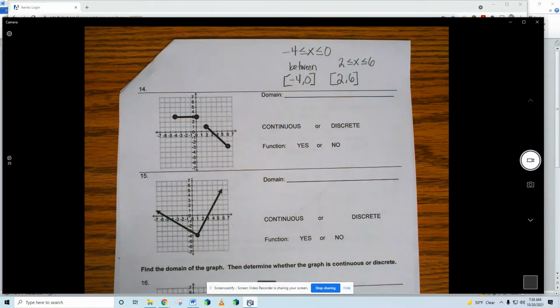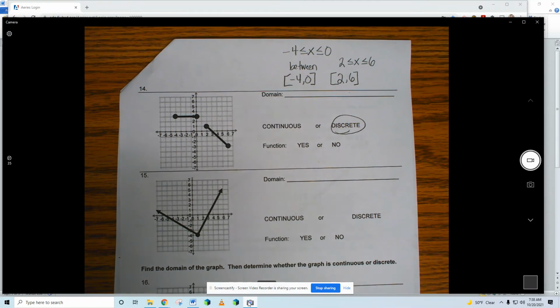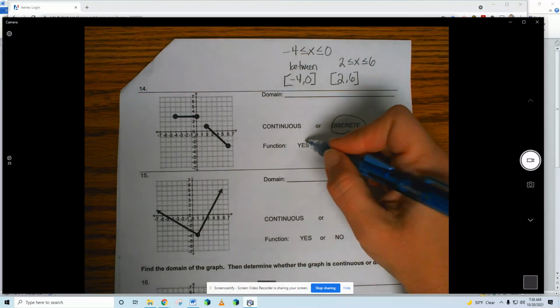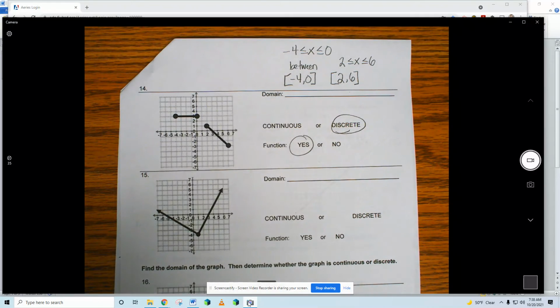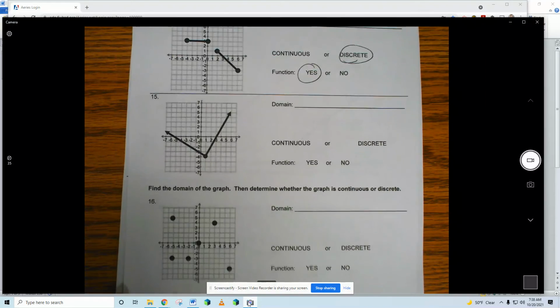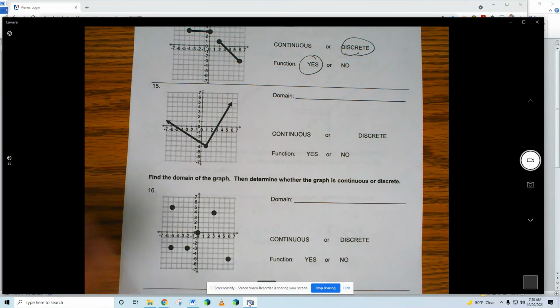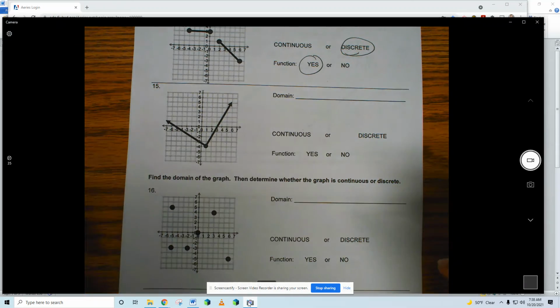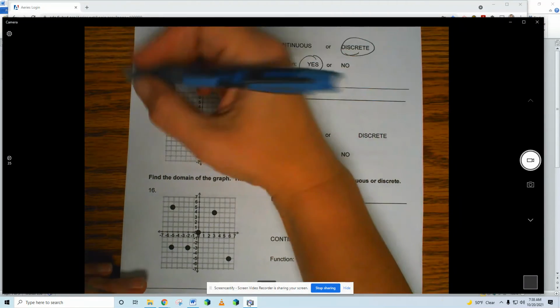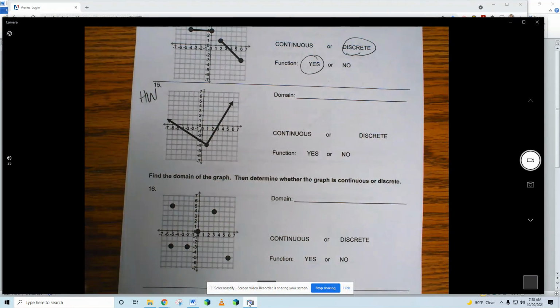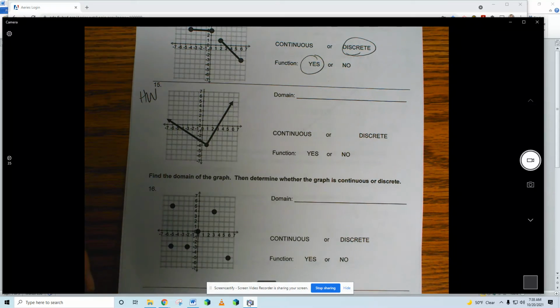This is not continuous. The reason this is not continuous is because it stops and starts. So I'm going to say that this is discrete. And yes, it is a function. 16, I just list where do my dots appear along the x-axis. You can do 15 for homework. All right, let's talk about 16.